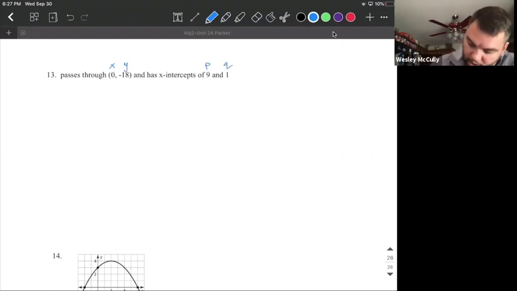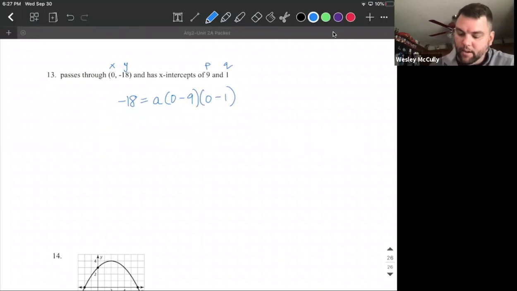Okay, so now I'm going to plug those numbers in. Negative 18 equals a times 0 minus 9, 0 minus 1. And now I'm going to solve. Negative 18 equals a times negative 9 times negative 1. Again, multiply those together and put them as the coefficient of a. So negative 18 equals 9a.